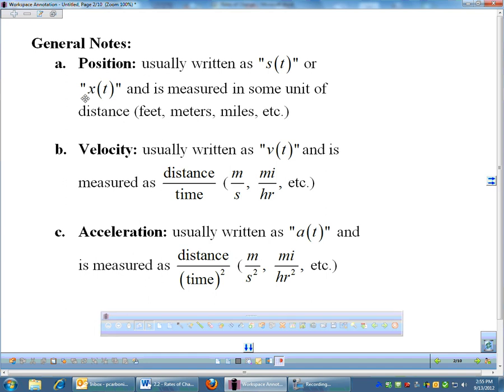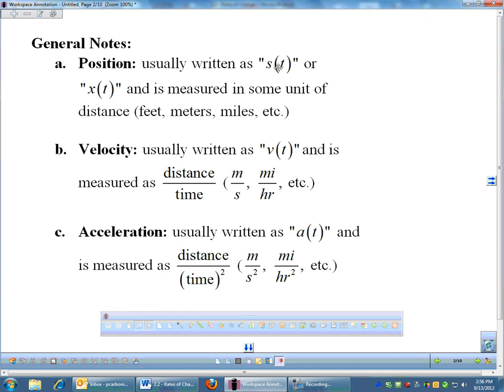Some general notes about position, velocity, and acceleration. We'll usually use s of t to denote position. Sometimes you'll see x, and position, of course, is like feet, meters, miles, etc. Velocity is distance over time, like meters per second, miles per hour, and we'll use v of t, which makes sense. Acceleration is a of t, which is like meters per second squared.